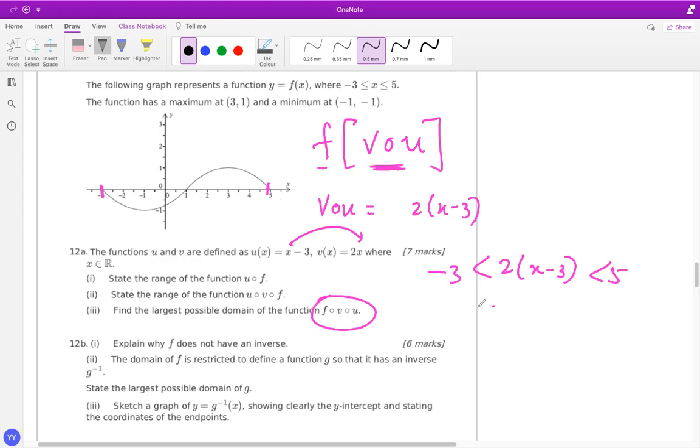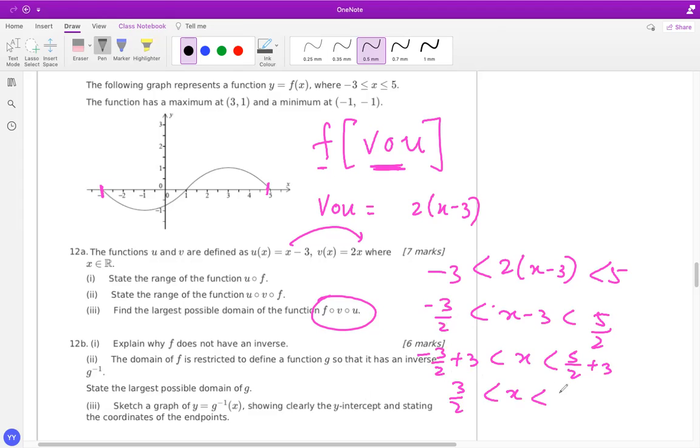So if you divide all the numbers by 2, it will be -3 by 2, x minus 3, and 5 by 2. And now you add 3 everywhere. So -3 by 2 plus 3, x, and 5 by 2 plus 3. So this becomes 3 by 2, and x between 11 by 2. So this will be the domain for the f of v of u function.